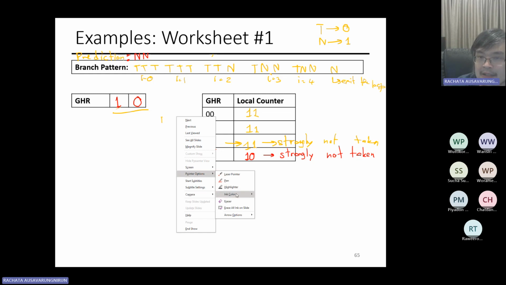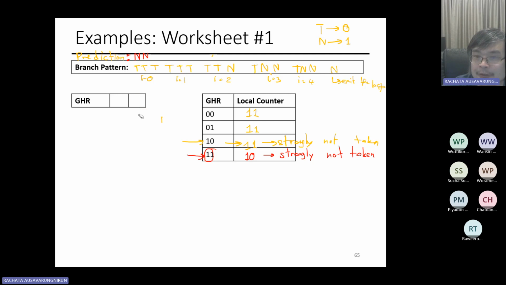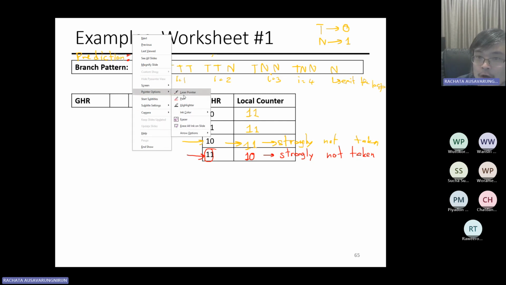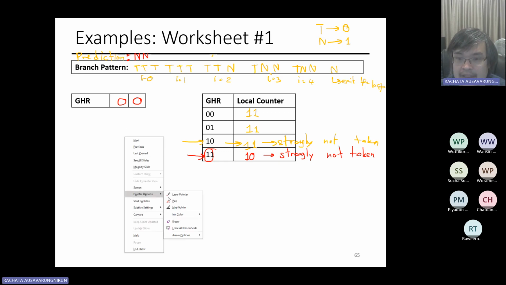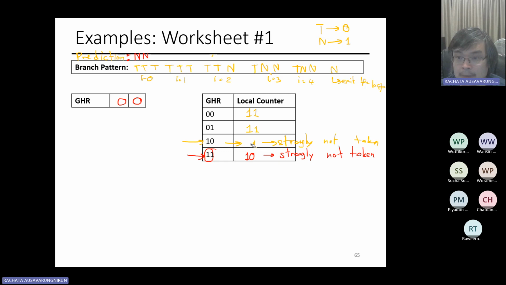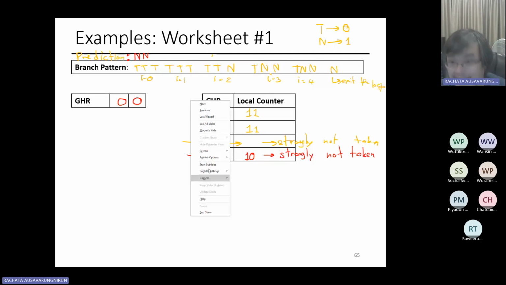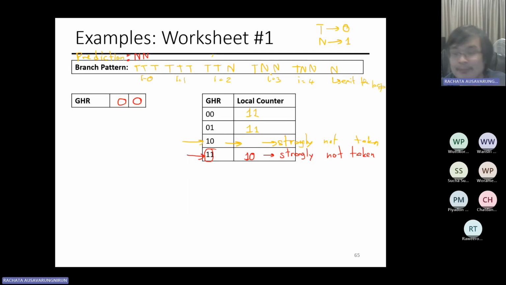Now I have to update. I see taken again. The last two branches I see are taken and taken, so I update my GHR to be taken, taken. I then have to update my local counter from strongly not taken, because I'm wrong. I have to update this to 1, 0. And I'm done.